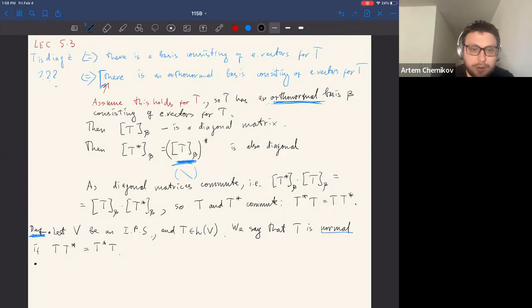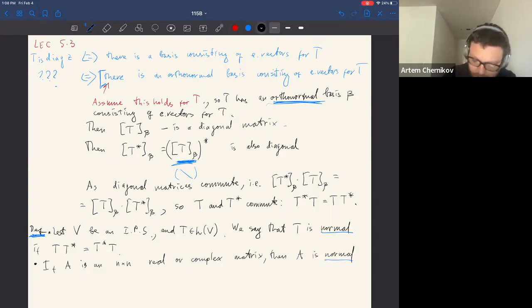And similarly, we can talk about normal matrices. So if A is an n by n square matrix, real or complex, then we will say that A is normal if we have the same, that it commutes with the adjoint. So we have A times A star, which is now just the multiplication of matrices, right? It is the same as A star times A.